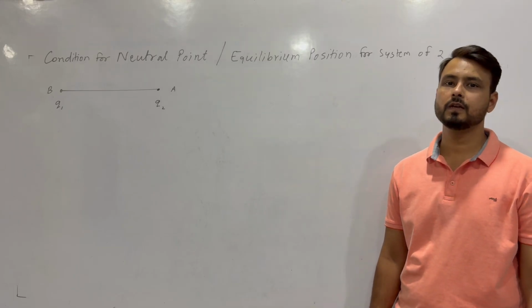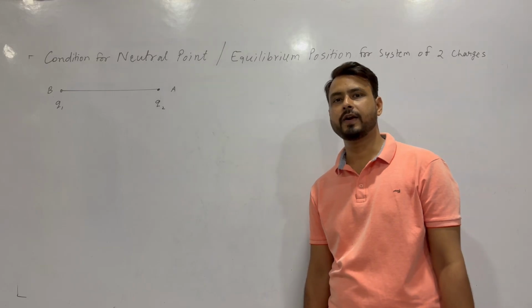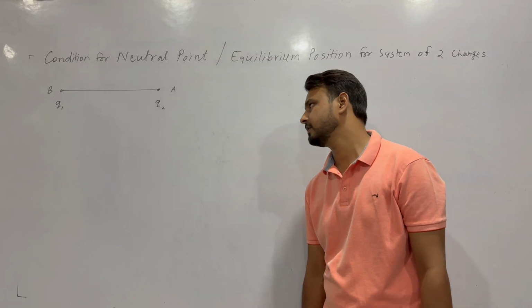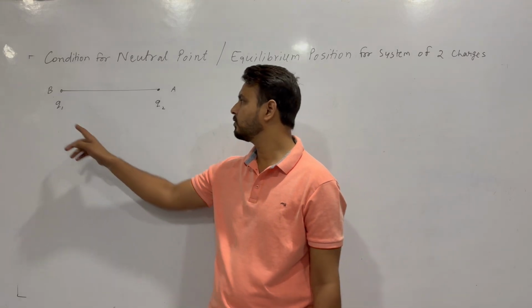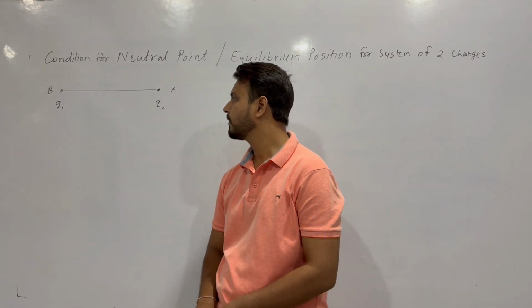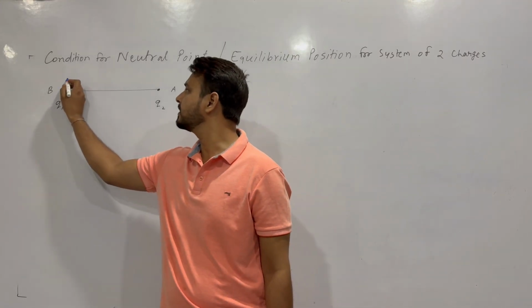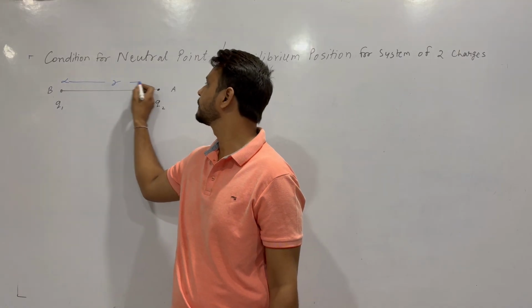Today I am going to describe the condition for the neutral point, or we can say equilibrium position, for a system of two point charges. So let us understand this condition. Here I am taking two charges Q1 and Q2 at some distance apart. Let's say this distance is R.